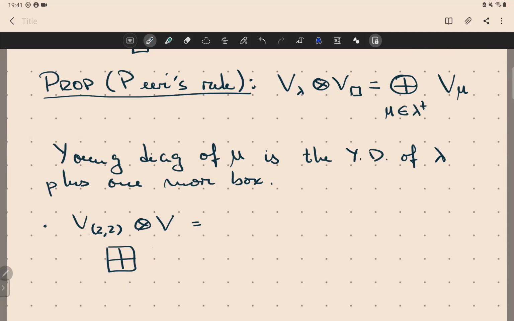So V22 tensor V will decompose as V221. So you can think of this as V220, V221, direct sum V320. Because the Young diagrams of this are obtained by adding exactly 1 box to the diagram of this one.